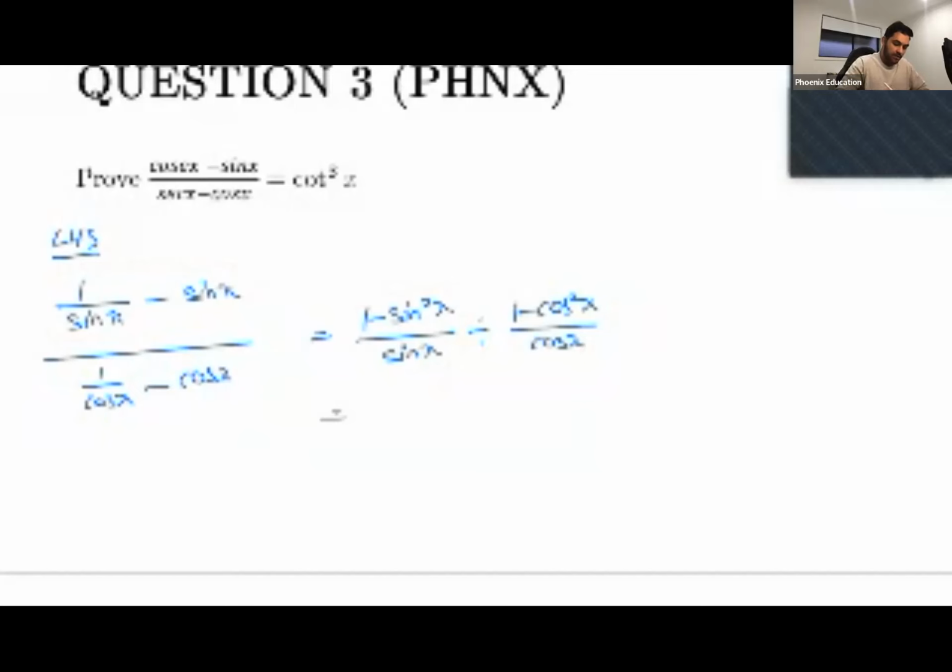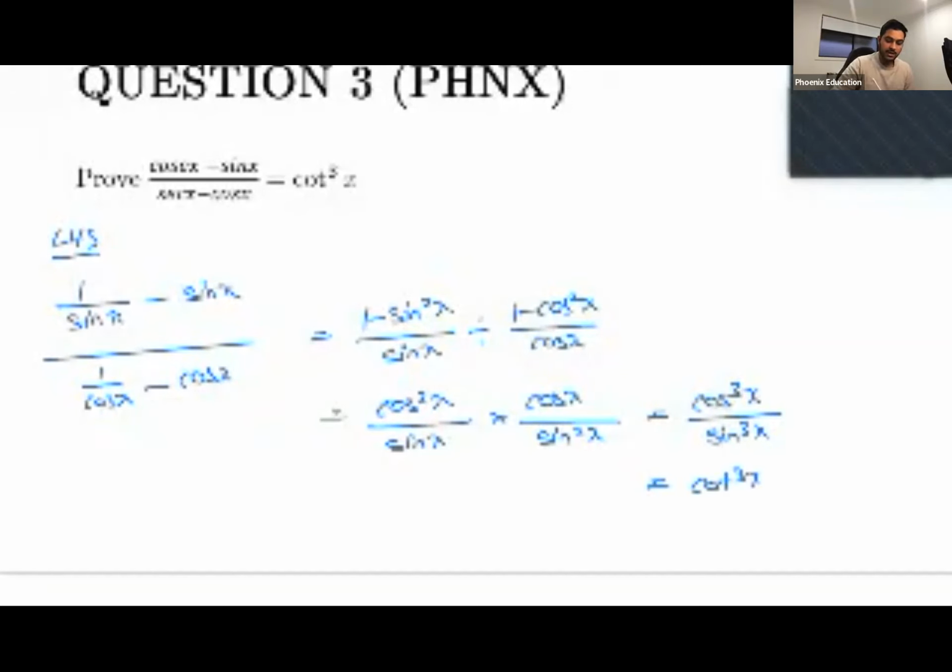Okay, now this stuff, if we use the Pythagorean trig identity, will just be cos squared x divided by sine x, times, now I'll flip this over, this will be cos x divided by, again, if I use the Pythagorean trig identity, sine squared x. Okay, now the tops I can multiply. This will be cos cubed x divided by, I'll multiply the bottoms, sine cubed x. Okay, I've got cos cubed x divided by sine cubed x. This is just going to be cot cubed x. Okay, and that is equal to what I needed to prove on the right hand side. Okay, I'll pause here for a second.